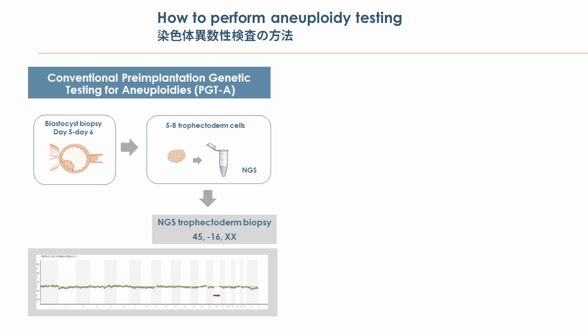You remove from 5 to 8 trophectoderm cells, you place them in a PCR tube, and then you have the NGS results. Here you have an example of a monosomy 16. This is a female embryo. This is because the comparison is with a female DNA. This is 2X, and then we have a monosomy 16.